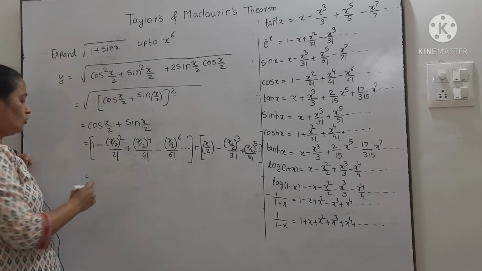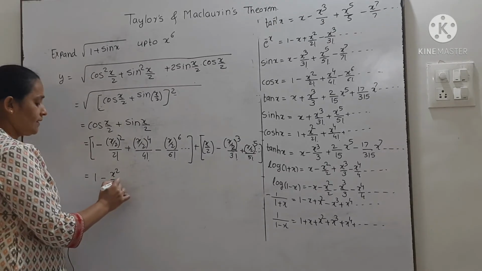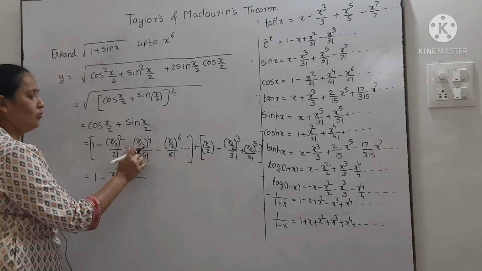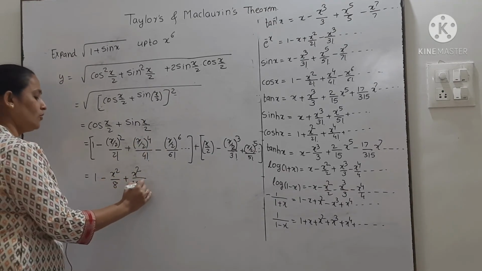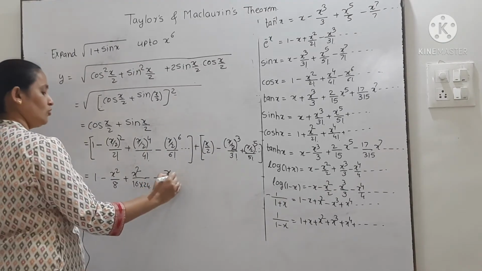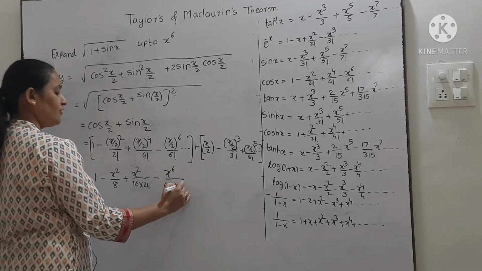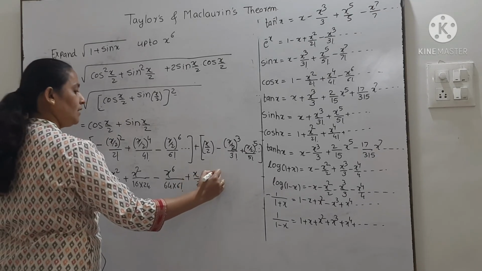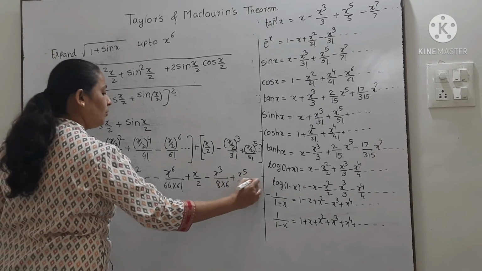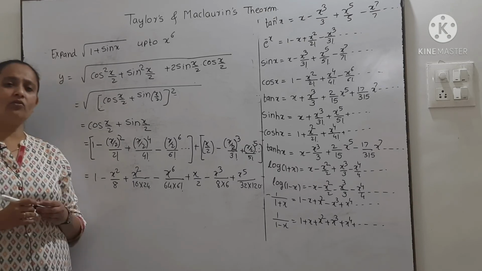I will expand a few terms for you, that is 1 minus x square upon 2 square is 4 into this 2, that is 8, plus x raised to 4 upon 2 to the 4 is 16, 16 into 4 factorial is 24, minus x raised to 6 upon 2 raised to 6 is 64 into 6 factorial, plus x by 2 minus x cube upon 2 cube is 8, 8 into 3 factorial is 6, plus x raised to 5 upon 2 raised to 5 is 32 into 5 factorial is 120.